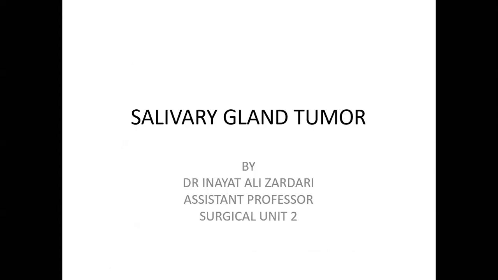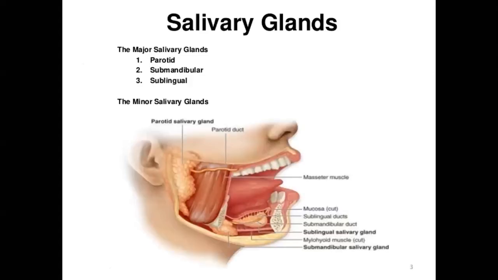Bismillahirrahmanirrahim. We are going to discuss the salivary gland tumors. Earlier, we have discussed the inflammatory conditions of the salivary gland. Now, the anatomy and the lymphatic drainage of the salivary gland. The salivary glands have the major salivary glands and the minor salivary glands. In the major salivary glands, we have the parotid, submandibular, and sublingual glands.